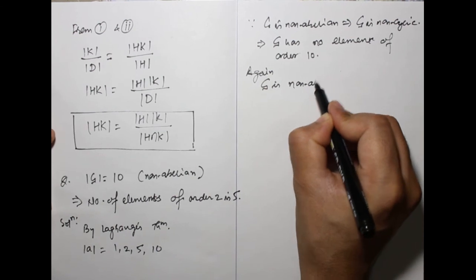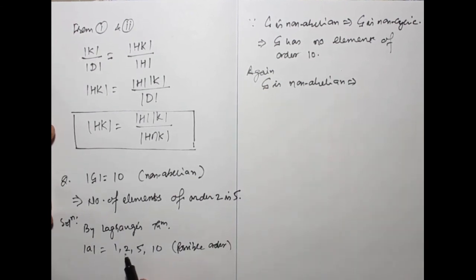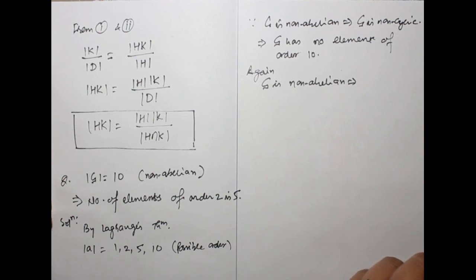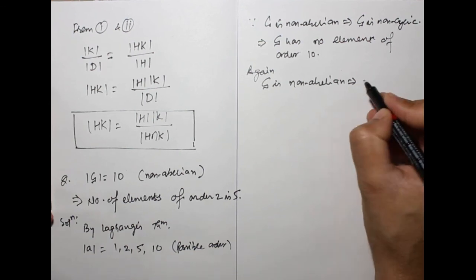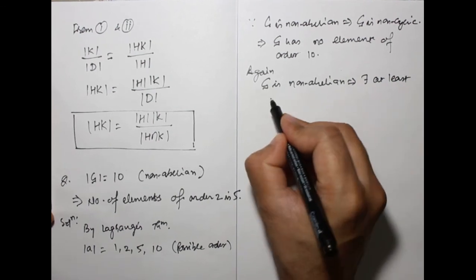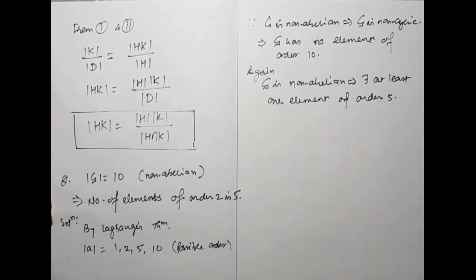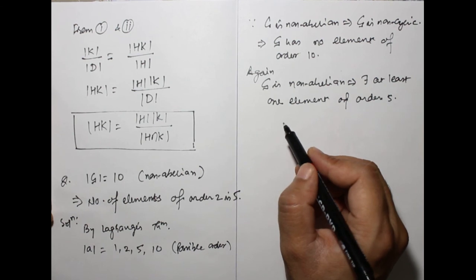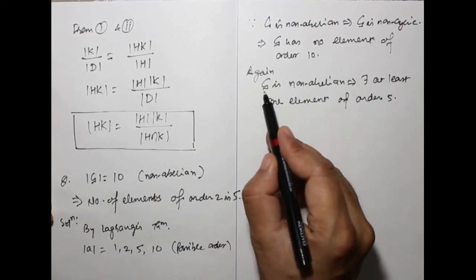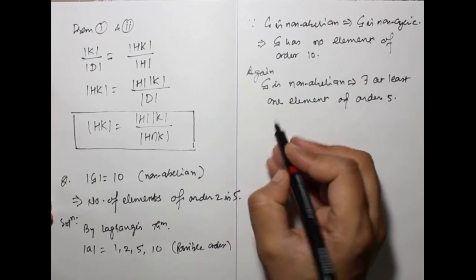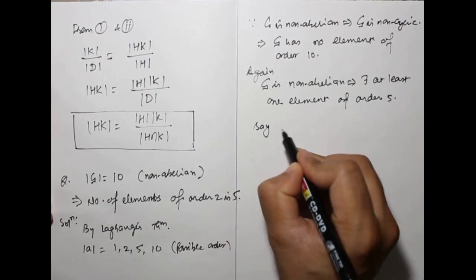Again, G is non-abelian. Then we cannot say every element is self-inverse, because we know if every element is self-inverse in a group, then it is abelian. It implies there exists at least one element of order 5, because all elements cannot be of order 2. If all elements are of order 2 except the identity, then it becomes abelian, but this is non-abelian. So at least one element has order 5. Say a belongs to G.